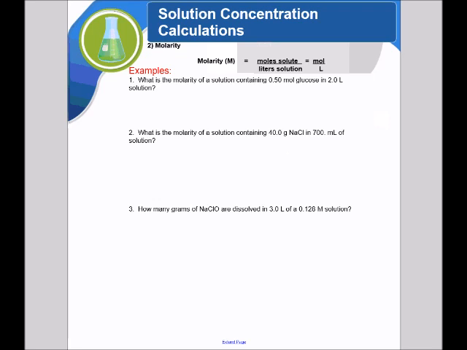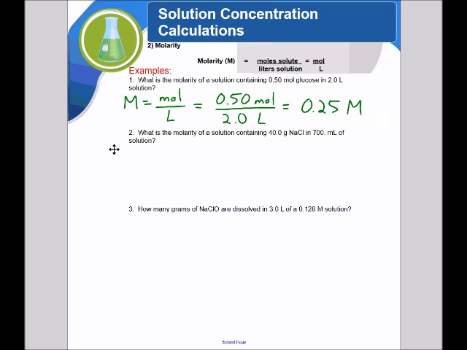Okay, our next one is molarity. Now, molarity will tell me how many moles of solute there are per liter of the solution. So when they ask for number 1, what is the molarity of a solution containing 0.5 moles of glucose and 2.0 liters of solution? I'm going to start with my formula here. Molarity equals moles divided by liters. And I'm going to plug in the moles, which is 0.5, and the liters, which is 2. And when I do the math there, I get 0.25 molarity, or 0.25 molar.